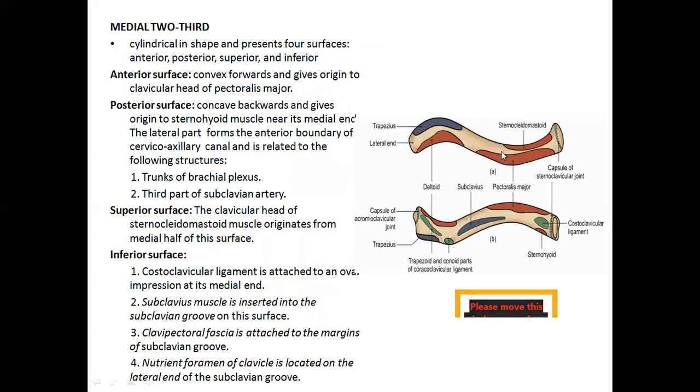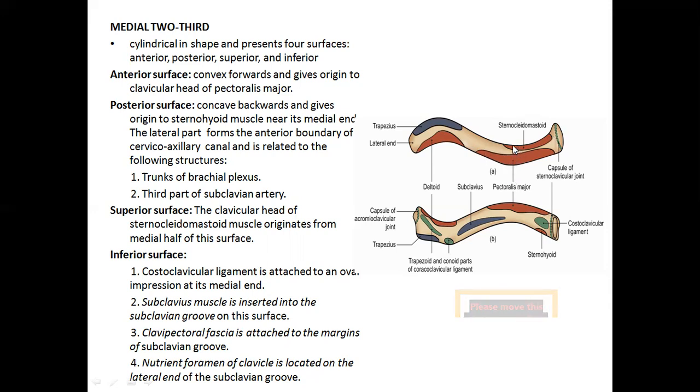Now coming to the medial two-thirds, it is cylindrical in shape and it has four surfaces. What are those? The surface which you see from front is the anterior surface, which you see from behind is the posterior surface, from above is the superior surface, and from below is the inferior surface. The anterior surface is convex forwards. It gives origin to the clavicular head of pectoralis major. That means it also has a sternal head, which comes from the sternum bone.